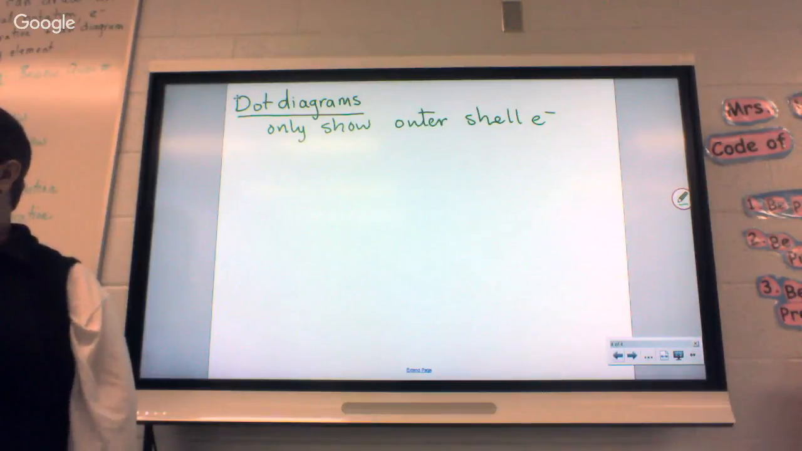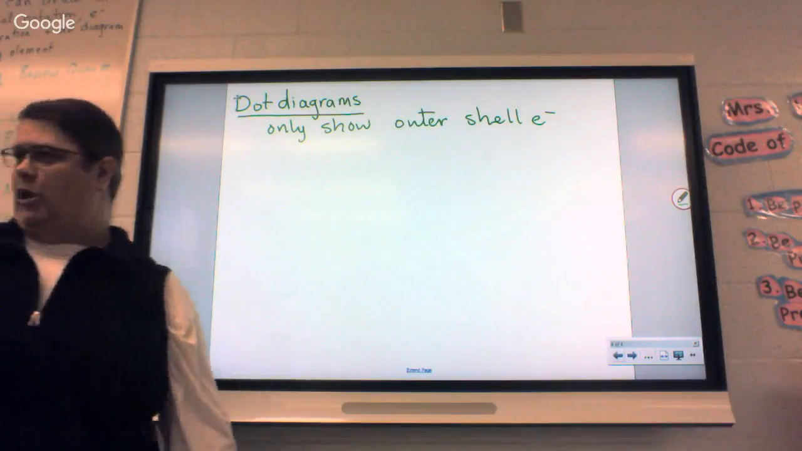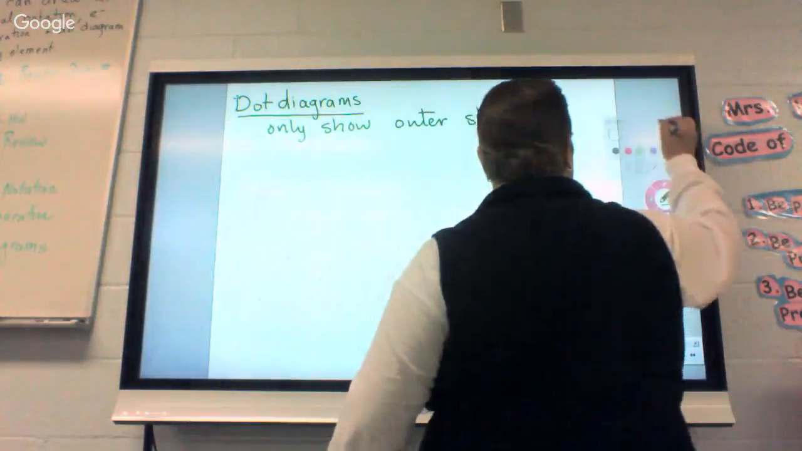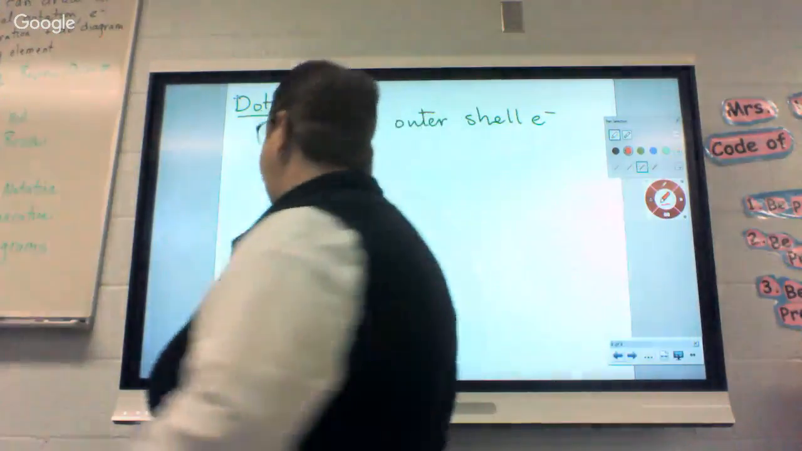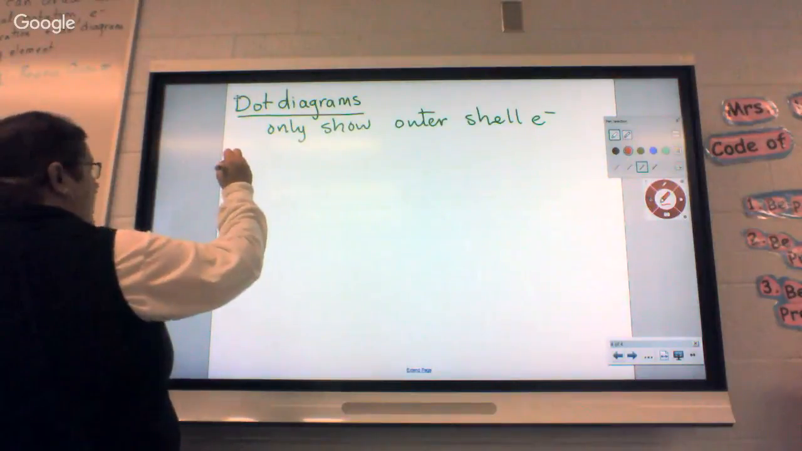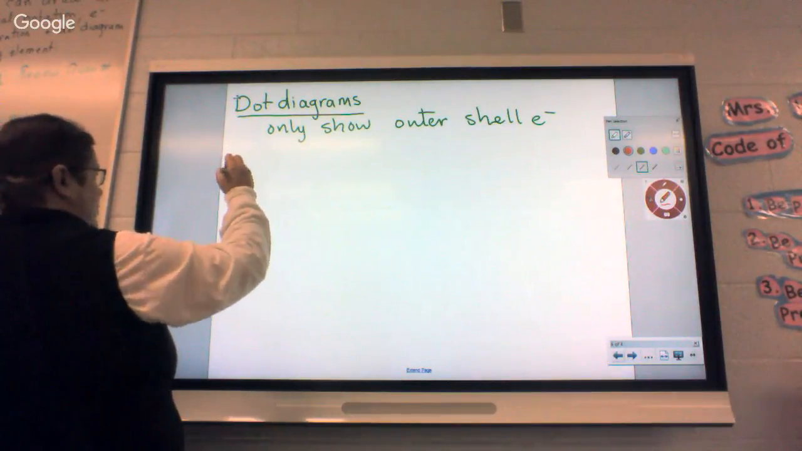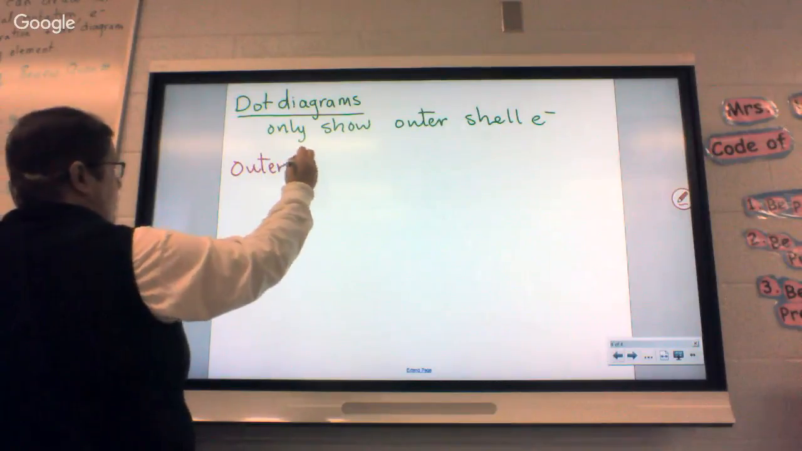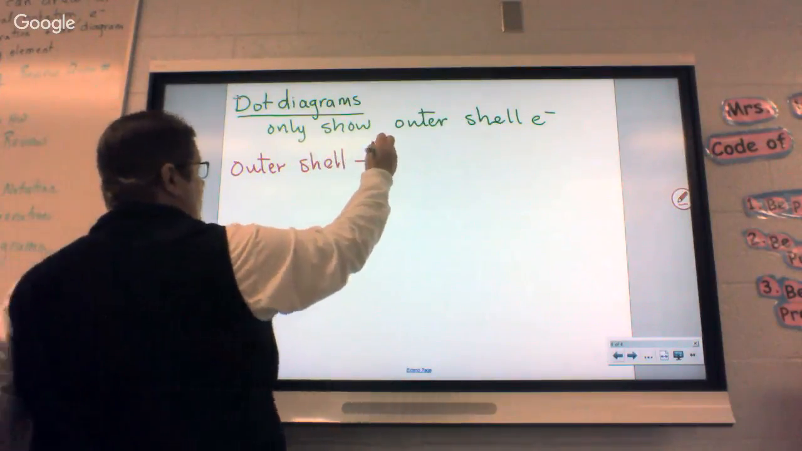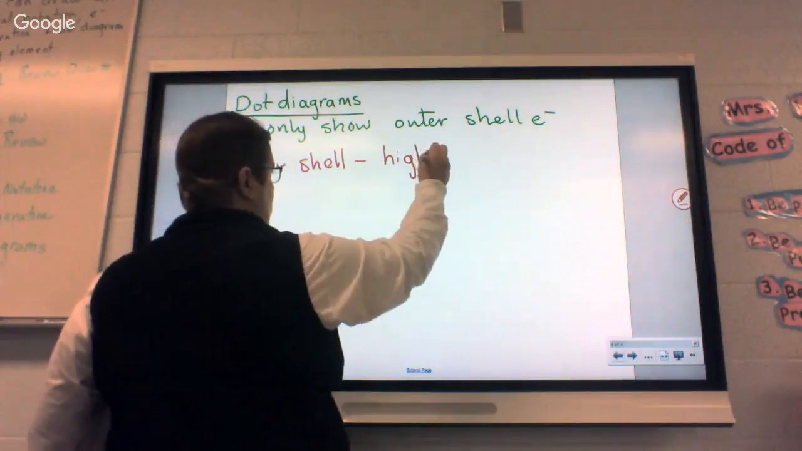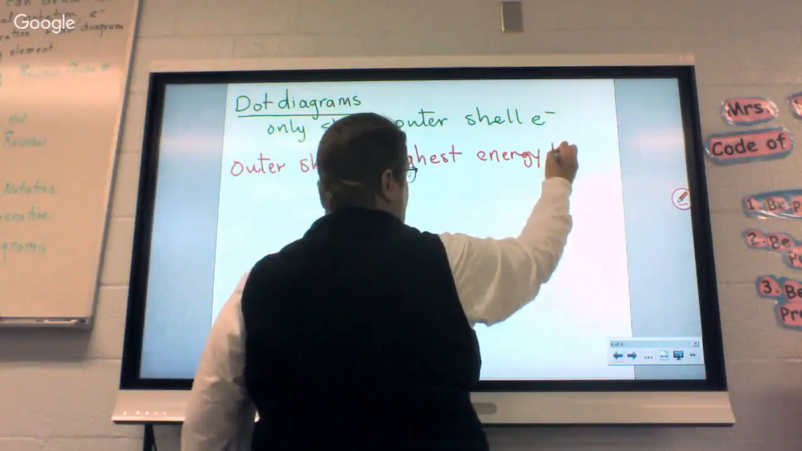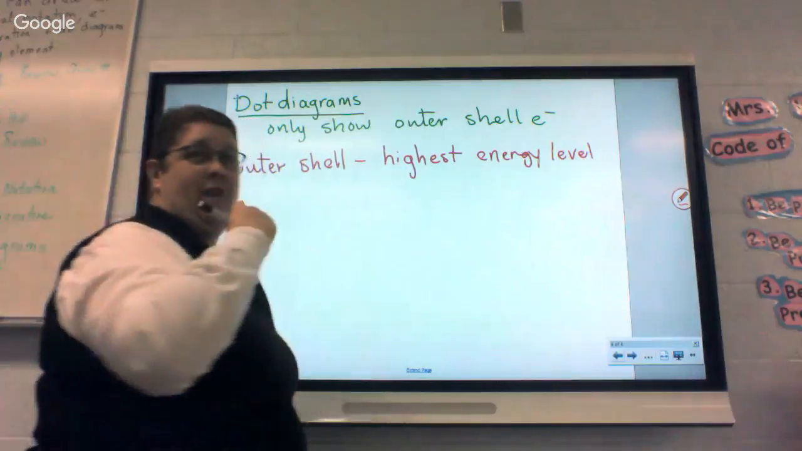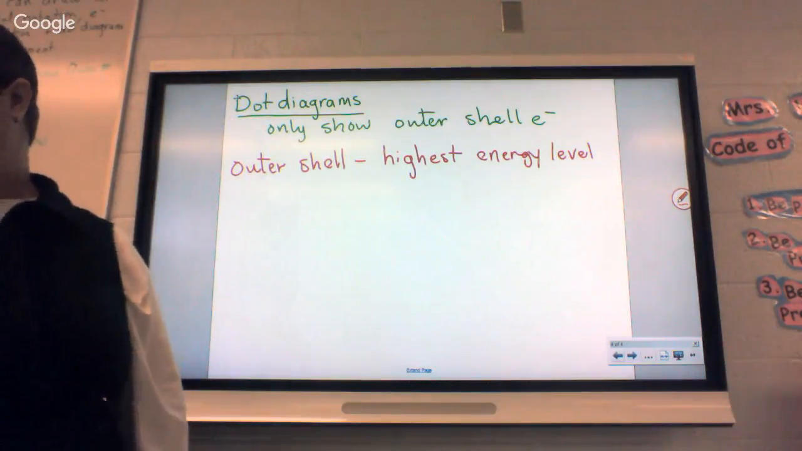Okay? So, in order to do these, the first thing we need to talk about is what is the difference between inner shell and outer shell. Okay? So, to do this, I'm going to write 3 configurations on the board, and we're going to label inner shell and outer shell. First of all, what is the definition for outer shell electron? Outer shell is defined as the highest energy level. Okay? It's defined as the highest energy level.